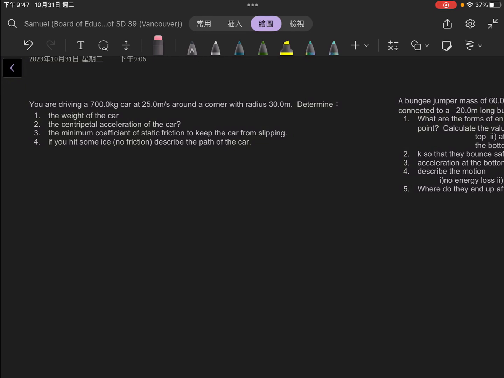Hello everyone. So, today we'll be working on some questions relating to circular motion and gravity. And since these questions were taken directly from the class notebook, it will probably appear on the test tomorrow as well. Yeah, so let's begin.